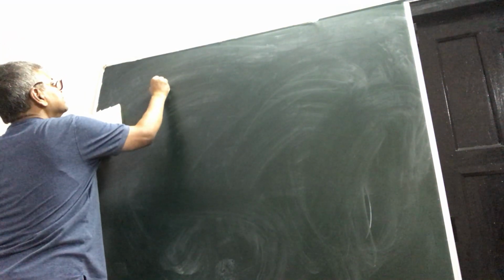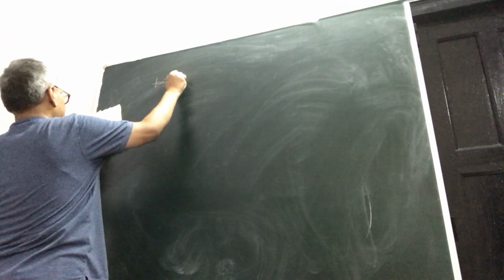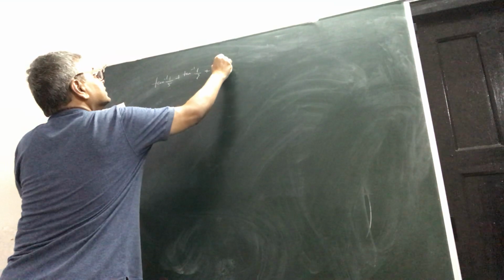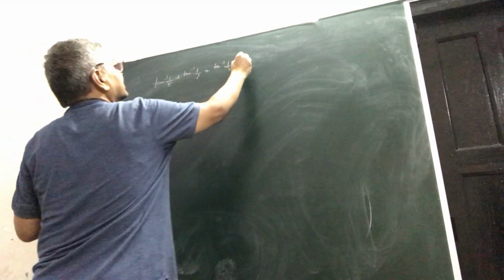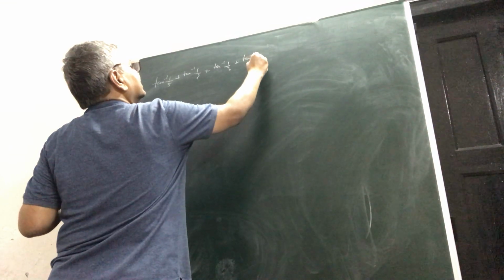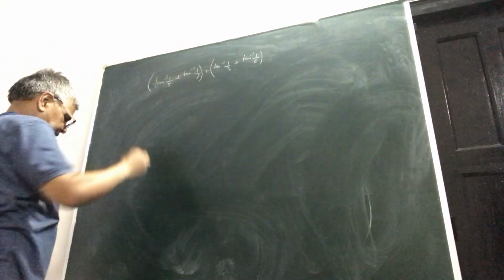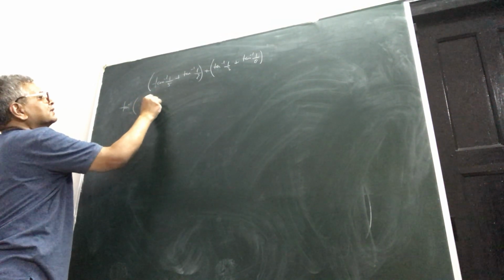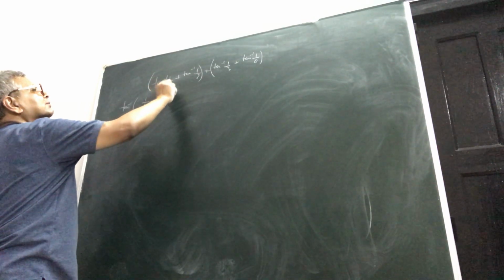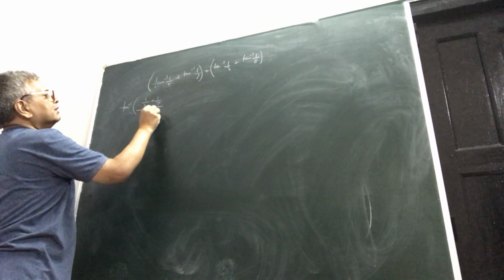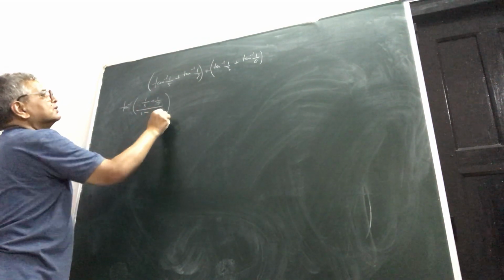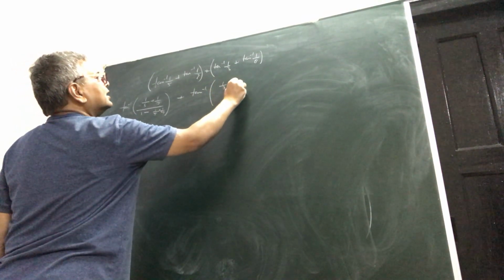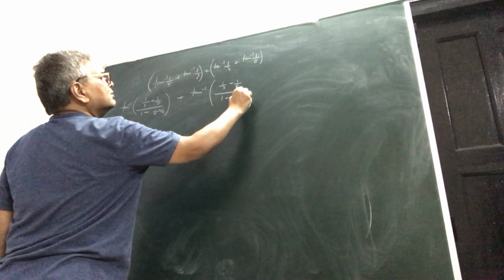Tan inverse 1 by 5 plus tan inverse 1 by 7 plus tan inverse 1 by 3 plus tan inverse 1 by 8. Okay. Simple. It will be tan inverse, 1 by 5 plus 1 by 7 upon 1 minus 1 by 5 into 1 by 7. Okay, no issues. Plus, likewise here, tan inverse 1 by 3 plus 1 by 8 upon 1 minus 1 by 3 into 1 by 8.